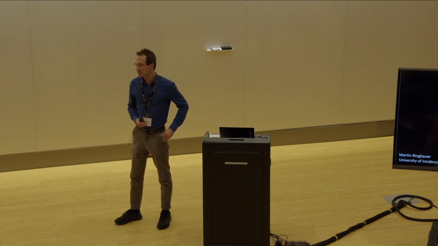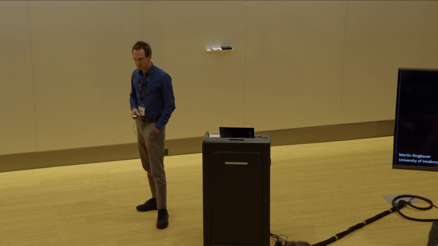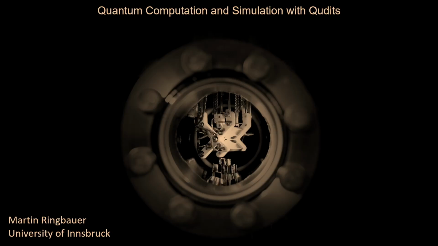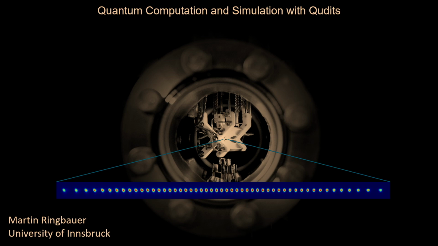So I'm going to tell you a bit about the qudit activities in Innsbruck. A lot of it is actually happening in this experiment here. That's a view into one of our qudit quantum computers. You see the ion trap hanging from the top. And here in the center, in this little slit, we have a chain of individual calcium ions.